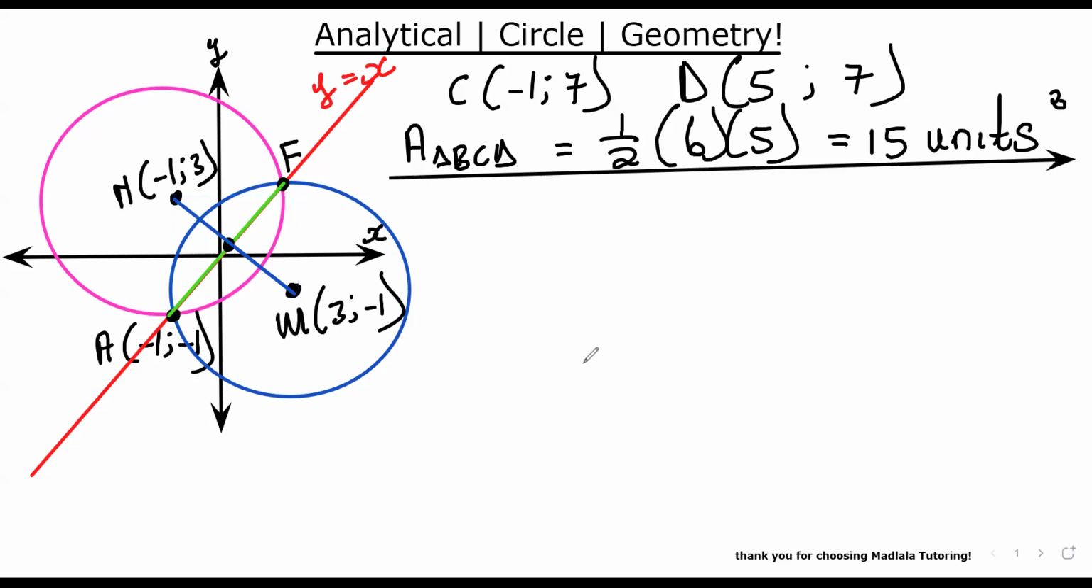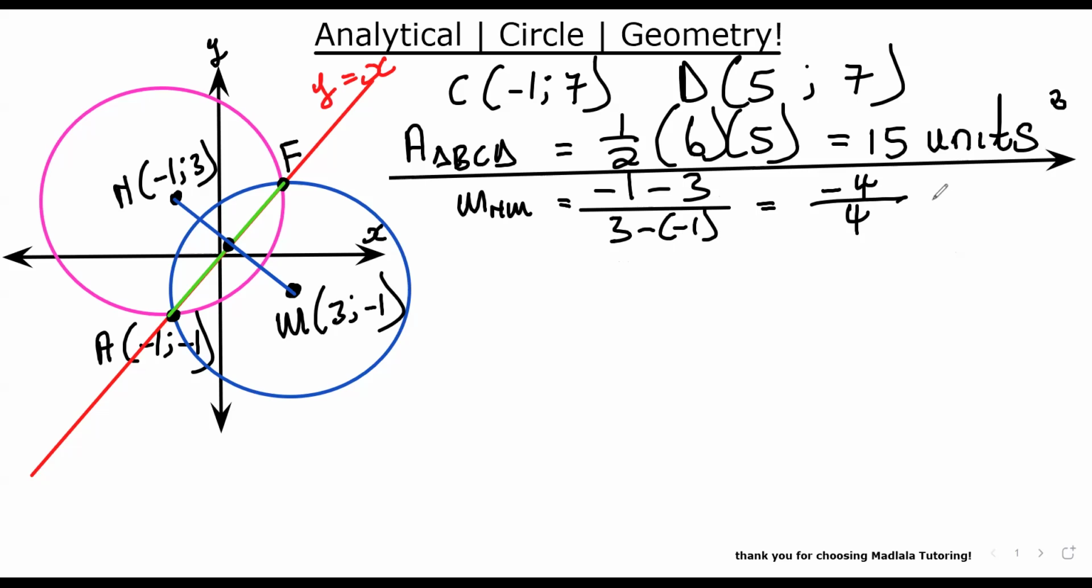So this is what we will say then. We need to find the gradient of the line NM. So it's going to be the y value at M minus the y value at N, and we divide this by the x value at M minus the x value at N. So in the numerator, we have -4. Denominator, we have +4. So it means the value of the gradient will just be -1.